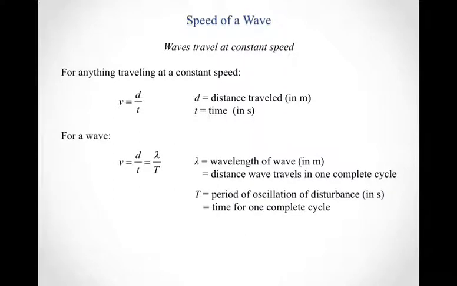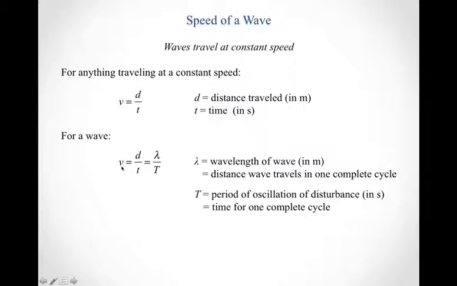For a wave, of course, there happens to be a special distance and a special time. The special distance for a wave is how far that wave has to travel to complete the cycle. So how far does the wave travel before it starts to repeat itself? That's the wavelength. The special time for a wave is how long it takes for the wave to start to repeat itself. So that's the period. It's the time the wave takes to complete one cycle.